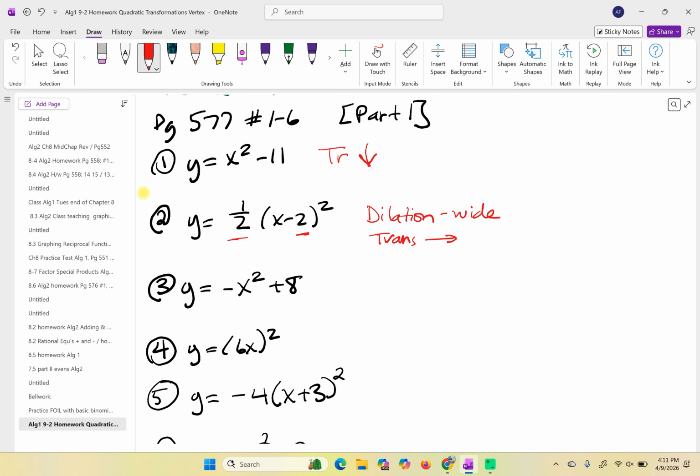Number 3 has 2 transformations. The negative a value is going to be a reflection, causing the graph to flip down, and the positive 8 is going to be a translation up 8 units. On number 4, we have 1 transformation. The number 6 is going to be a dilation narrow.